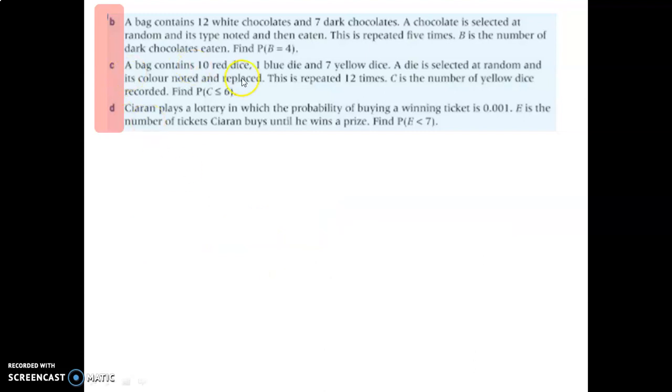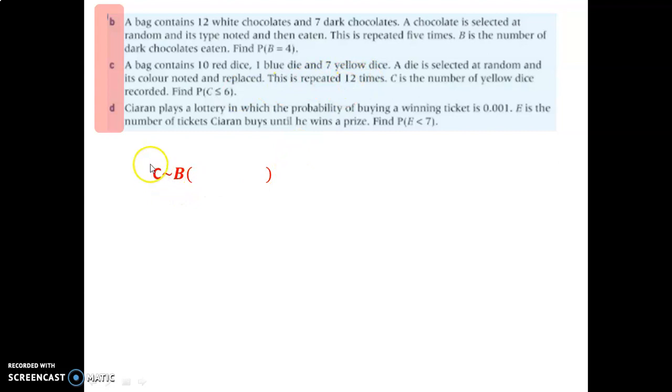In C, read it out, okay. In C we have these dice, and there's a blue one and yellow and red, and we grab one die from this pile 12 times, and we're trying to see how many yellow dice we get. And we're trying to find the probability that we've gotten 6 or fewer yellow in 12 draws of the dice.